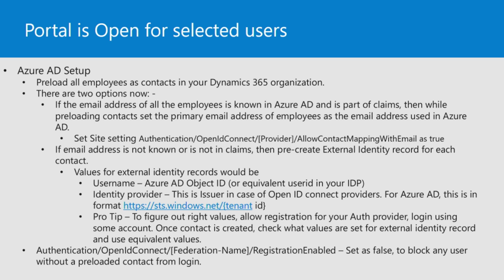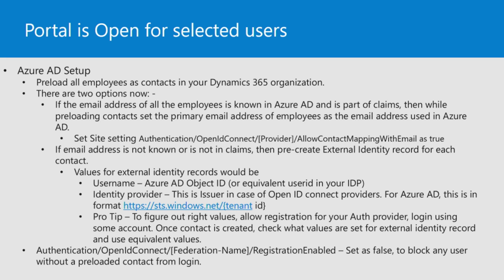In cases where you don't know email addresses, it's a slightly more difficult thing. You have to create something called an external identity record. That's what specifies who this person is on Azure AD. There are two important fields on it. You have to make sure username is set to the Azure AD object ID. Now I'm only talking about Azure AD. If it's a different provider, then just check what user ID they send. And then make sure identity provider is set for everyone. Identity provider is common, this is how Azure AD sends it. Facebook just sends Facebook as an identity provider. So that's the same for all the contacts.